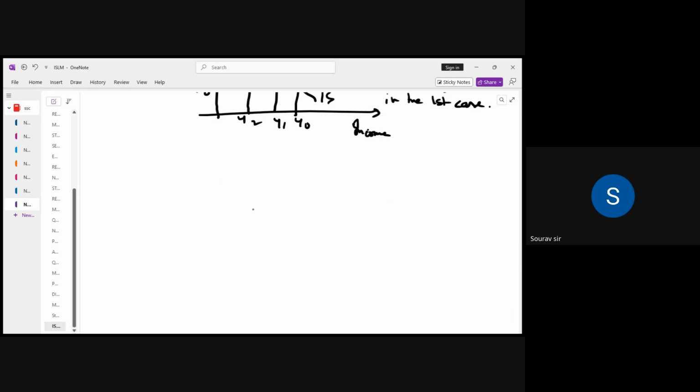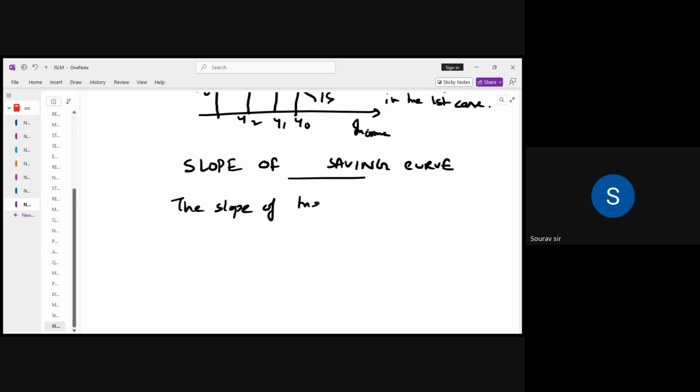Now the steepness of the IS curve depends on two things. One is the interest elasticity of investment, which was the thing we did first, and the other is the slope of the saving curve. I will draw the diagram first. First, understand this. The slope of the IS curve depends on the saving function, correct? Whose slope is what? MPS, marginal propensity to save. So the higher this MPS is, the steeper will be the IS curve.